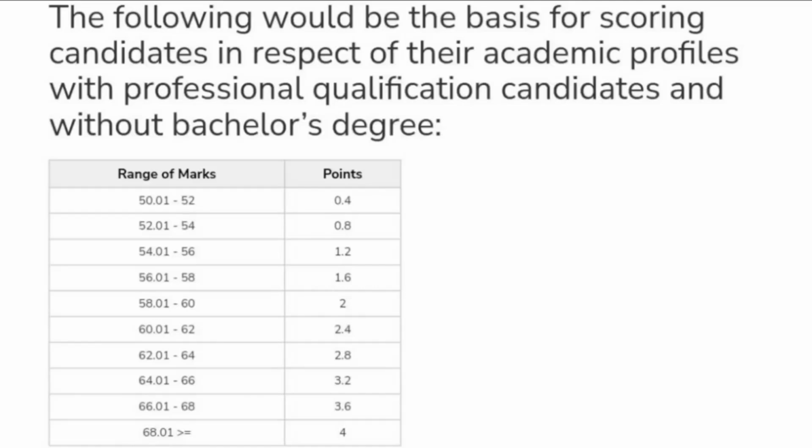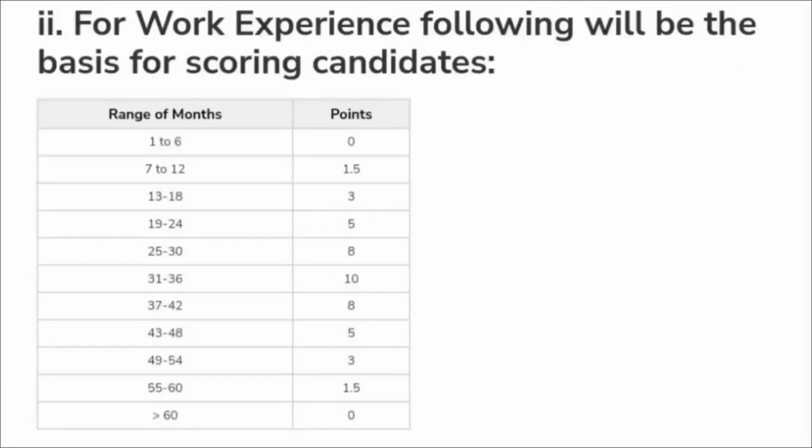And if you have above 68%, for that there are 4 marks. And if we consider the score given for the work experience, so if you have the work experience in between 7 to 12 months, for that there are 1.5 points. If it is in between 13 to 18 months, then for that there are 3 points. If it is in between 19 to 24 months, for that there are 5 points.